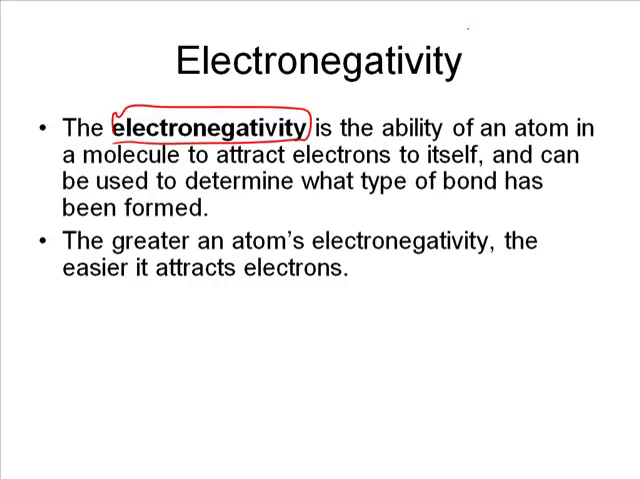So similarly to sizes and ionization energy, we know that as you go across the periodic table, size goes down. Ionization energy goes up. What about electronegativity? As you go across the periodic table, would you expect the electronegativity to go up or go down? And if we think again about attraction, as you go across, the protons are going up.